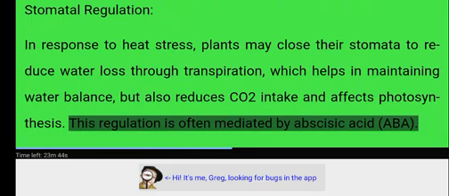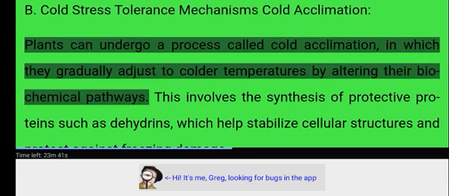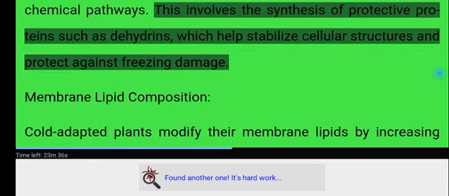This regulation is often mediated by abscisic acid, ABA. B. Cold stress tolerance mechanisms: cold acclimation. Plants can undergo a process called cold acclimation, in which they gradually adjust to colder temperatures by altering their biochemical pathways. This involves the synthesis of protective proteins such as dehydrins, which help stabilize cellular structure and protect against freezing damage.